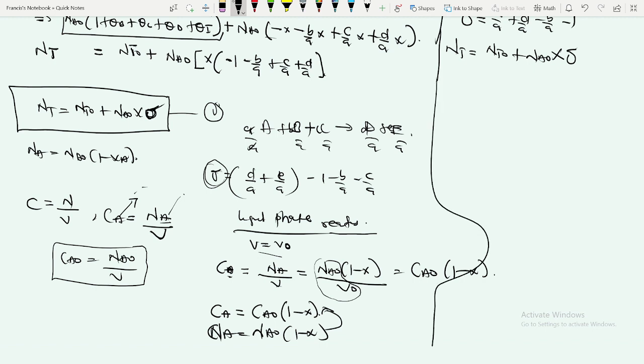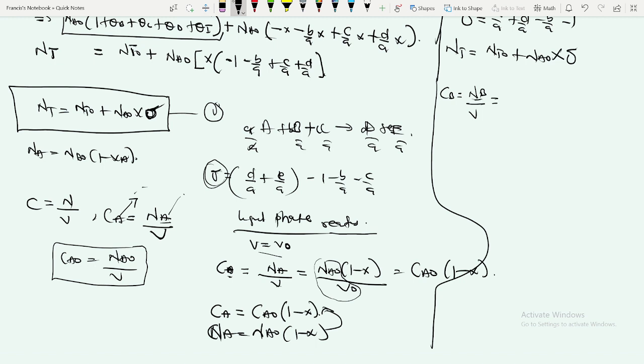Now let's come to B, where B is not the limiting reactant. To find the concentration of B remaining, it's just going to be N_B over the V. So this is where the stoichiometric table application comes in. What is our N_B?